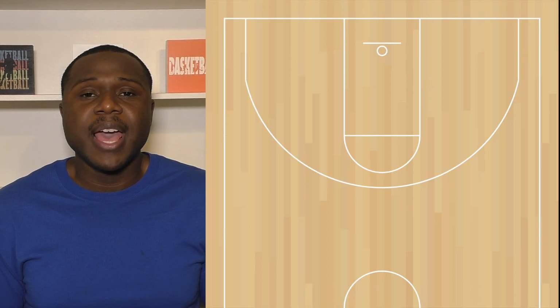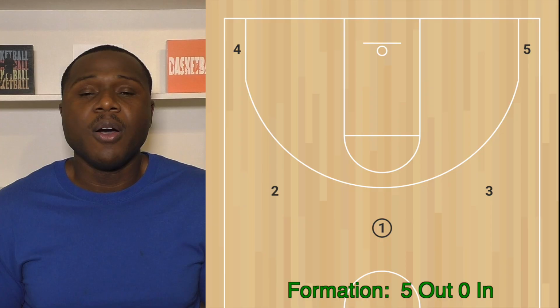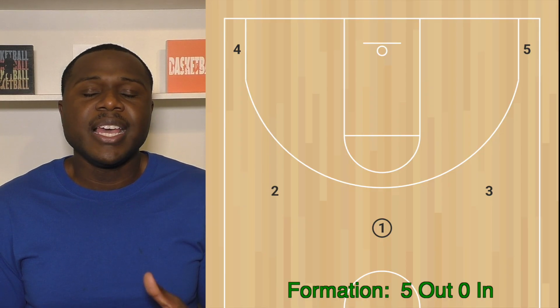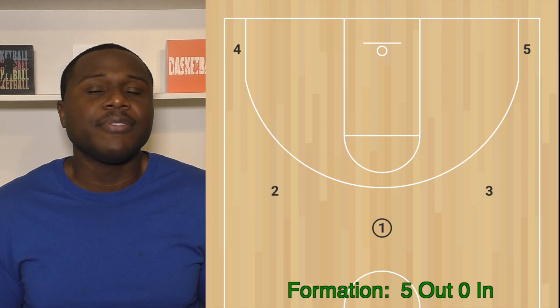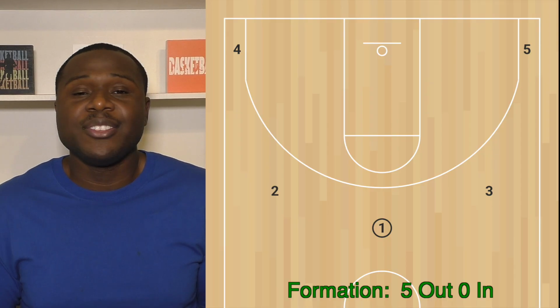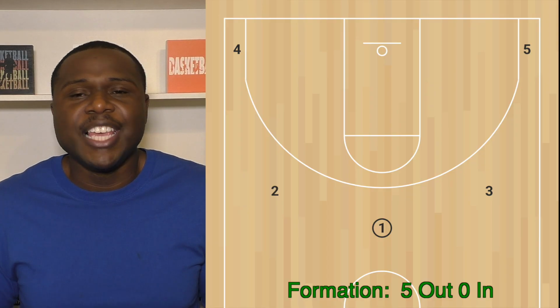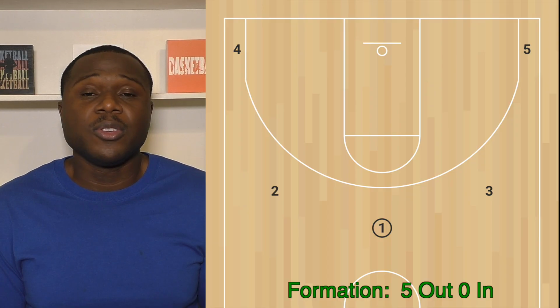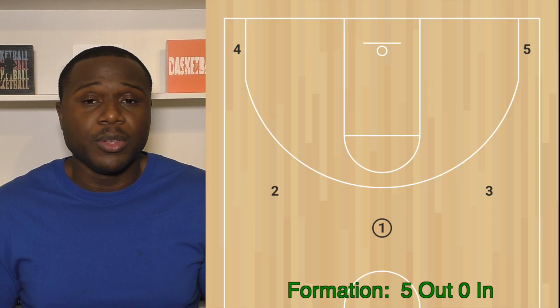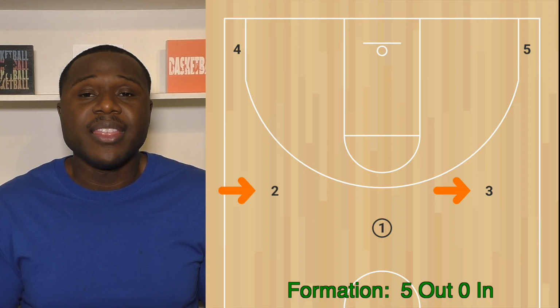Next formation we have is the 5-out, 0-in offense. Now, this is also a popular basketball formation, especially in today's game, which highlights a lot of guard play. And honestly, kids don't want to be inside posting up anymore, so it may be easier to just go 5-out, 0-in. So this is where guys or girls line up in the corners, wings, and then one person at the top of the key.